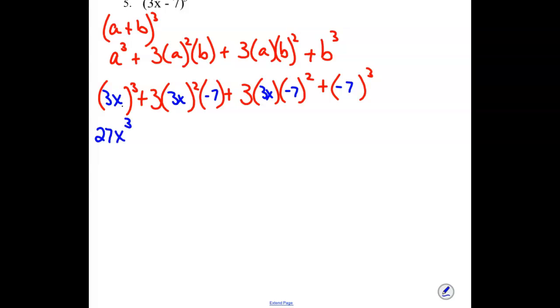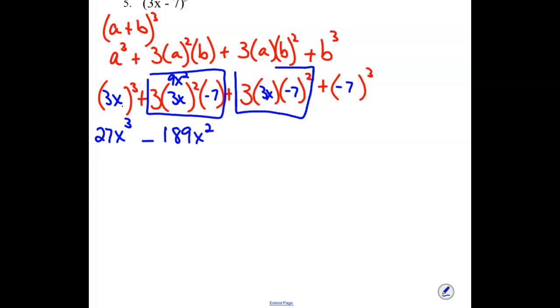To simplify this second term here, we do have to do powers first. So 3x is going to get squared. That would turn it into 9x squared. Now we have to take 3 times 9x squared times -7. That should turn into -189x squared.